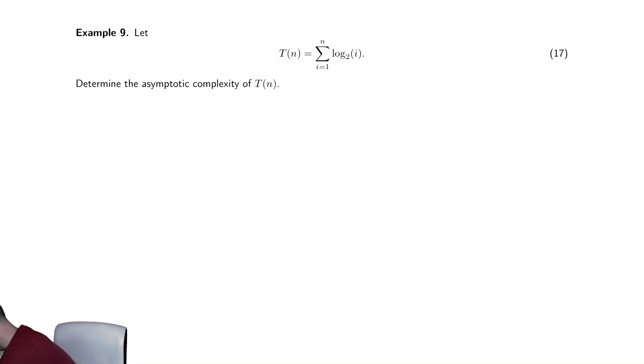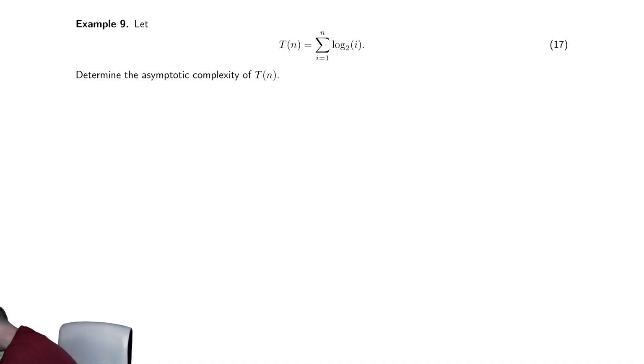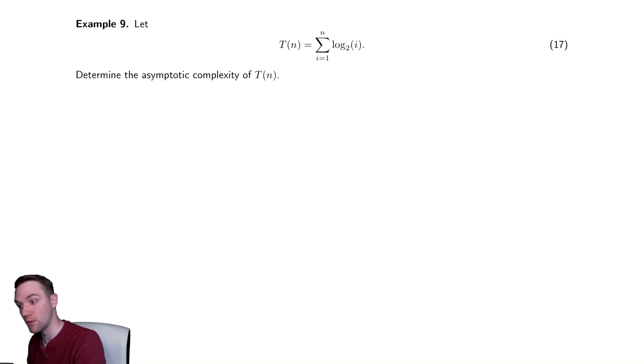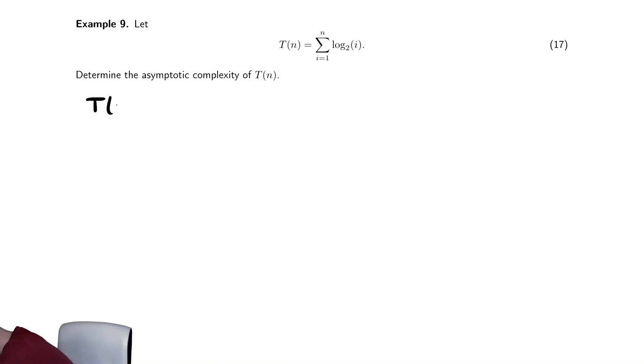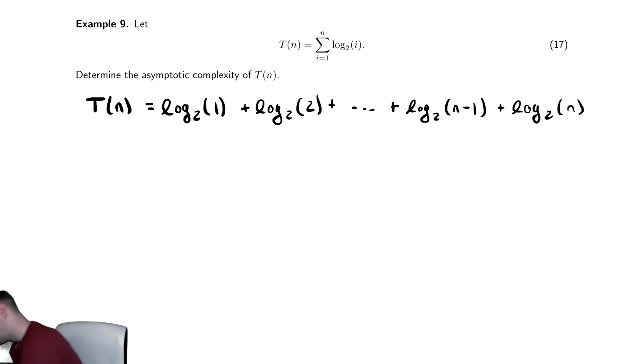We will see that we are going to, rather than use a formula, immediately start bounding the summation itself. So, to begin with, I'm going to write out what this summation represents. We're going to write out the terms of the summation to try to justify what we are doing. So T of n is equal to log base 2 of 1 plus log base 2 of 2 plus keep going until log base 2 of n minus 1 plus log base 2 of n.